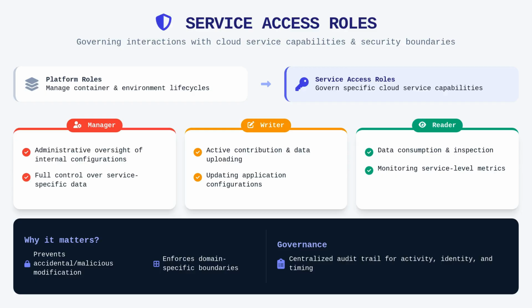These roles are essential because they prevent a user with broad platform access from inadvertently or maliciously modifying data within specific services where they might lack the domain expertise or authorization. By explicitly defining these interactions, we create a system where developers can function within their specific service boundaries effortlessly, confident that their actions are natively consistent with the broader security policy. These interactions are managed centrally, providing a consistent audit trail that reflects exactly who accessed which service, the nature of their activity, and the time frame of their interactions.